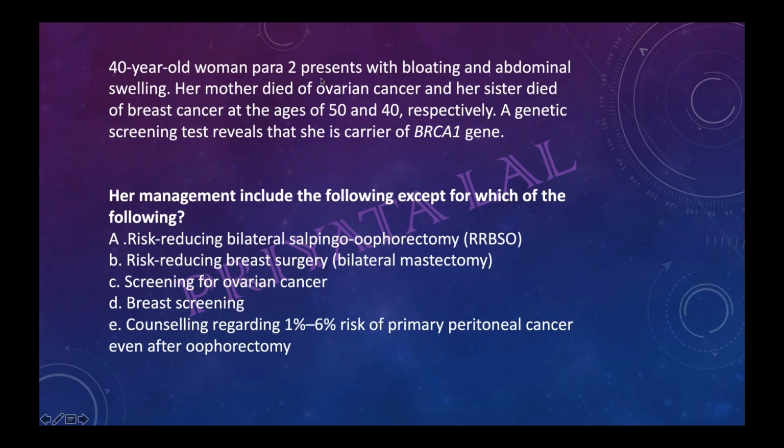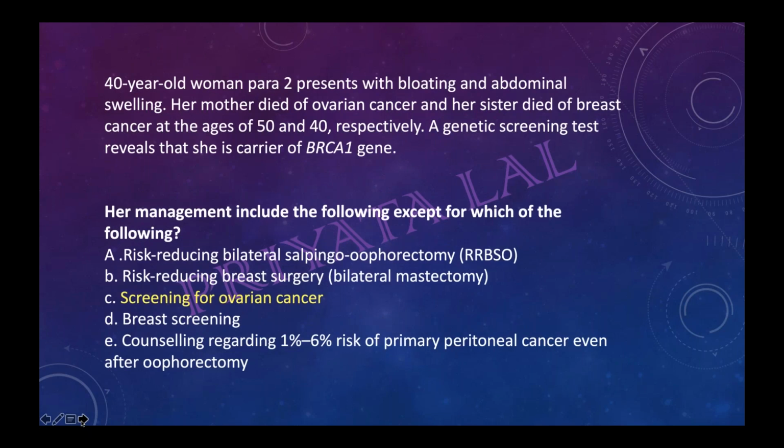A 40-year-old woman with bloating and abdominal pain. Her mother died of ovarian cancer. Genetic testing reveals BRCA1. Her management should include all except what? What should not be done? Breast screening is done, mammography. Screening for ovarian cancer is not done.